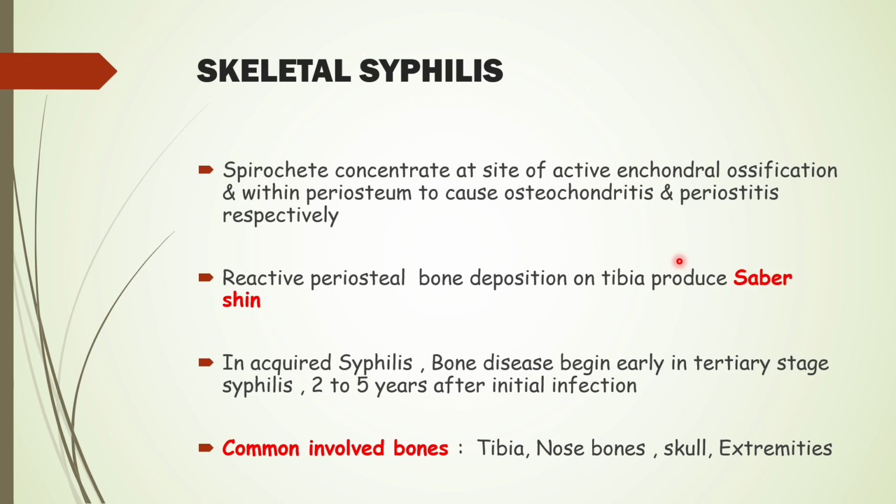All right. Now let's discuss what is skeletal syphilis. Sometimes syphilis, that is a sexually transmitted illness, can lead to osteomyelitis as well. That's because of spirochetes. And reactive periosteal bone deposition occurs specifically over the tibia. That is known as saber shin in skeletal syphilis. In acquired syphilis, bone disease begins early in the tertiary stage, 2 to 5 years after the initial infection. And commonly involved bones are tibia, nose, skull, and extremities.